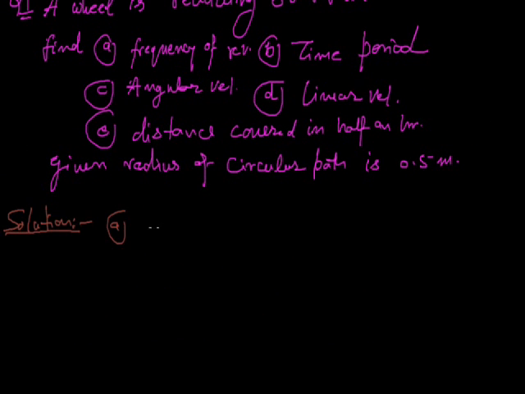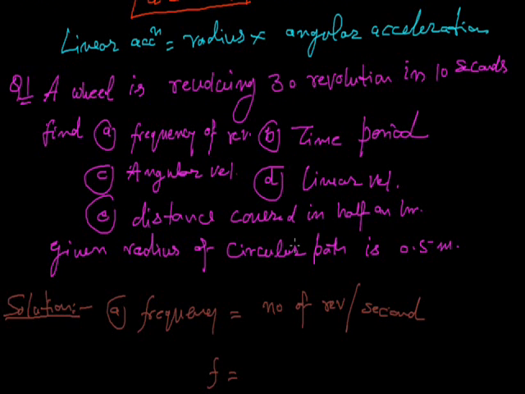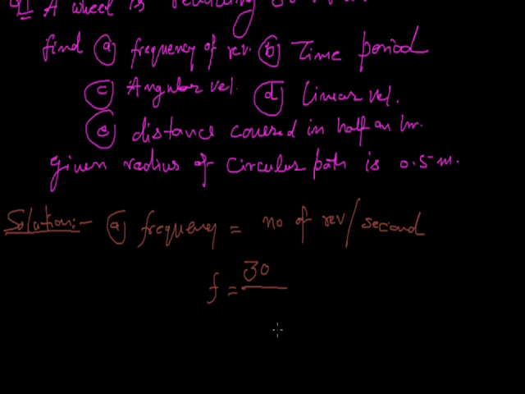Solution. We know that frequency is equal to number of revolutions per second. So here f will be equal to how many revolutions there are in 10 seconds. In total 10 seconds, there are 30 revolutions, divided by total time, that will be equal to 3 revolutions per second. That is called 3 hertz. Unit of frequency is hertz.